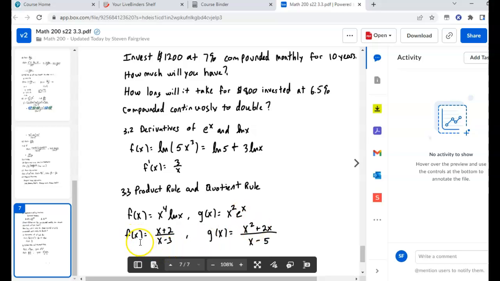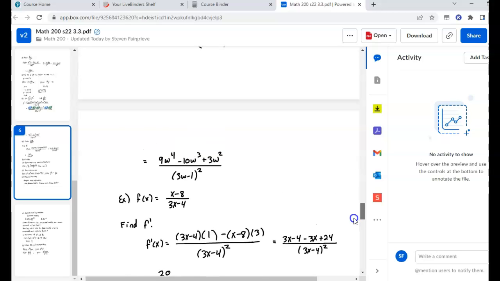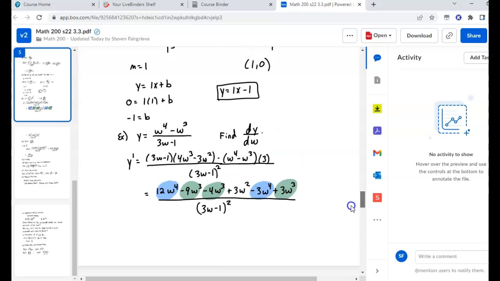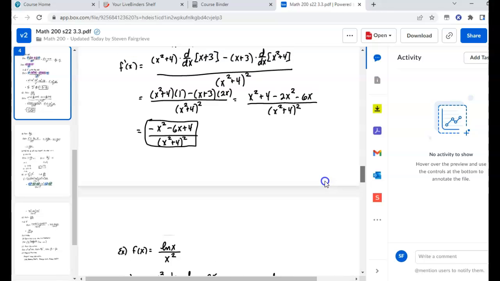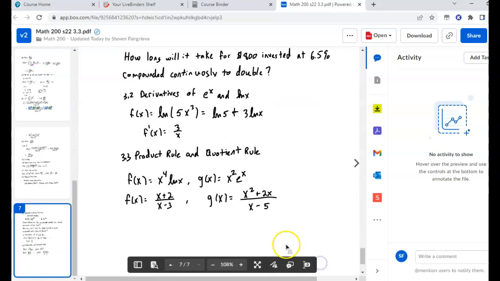And some examples of the quotient rule, f of x equals x plus 2 over x minus 3, or g of x equals x squared plus 2x over x minus 5. And again, if you just go up towards the top, we did several different examples like those problems. So go back and look through the examples that we did as well for some additional ones. But those are just a few that kind of give you an idea of what to expect, what to look for as you prepare for the test.